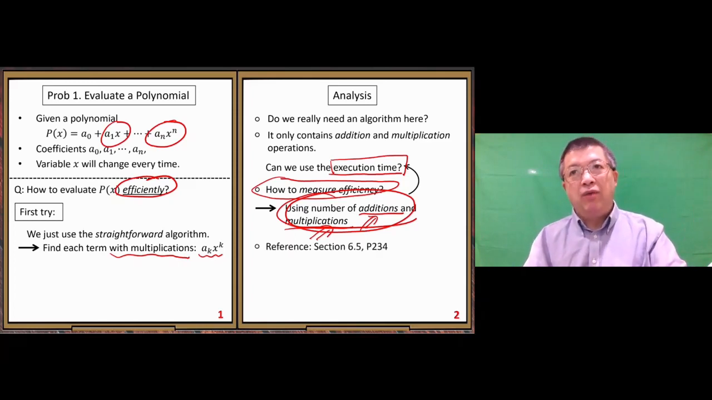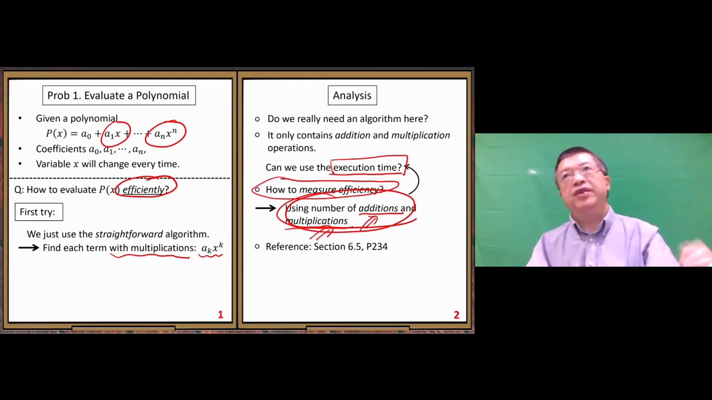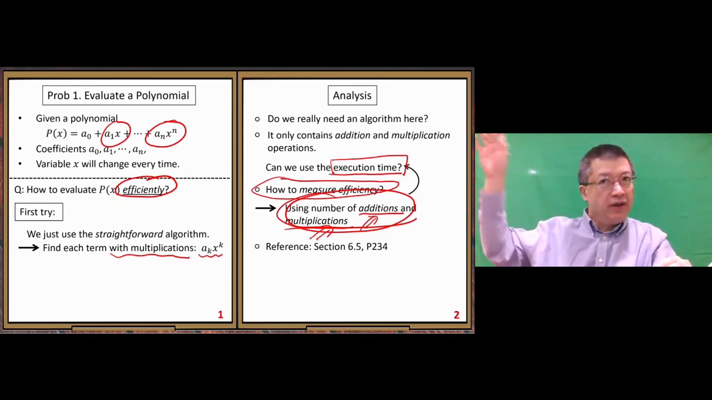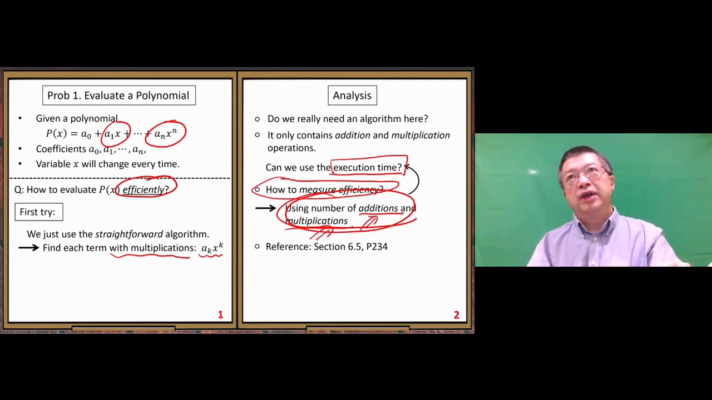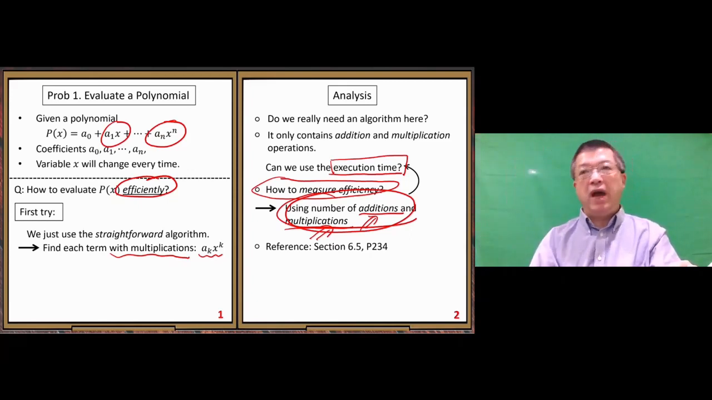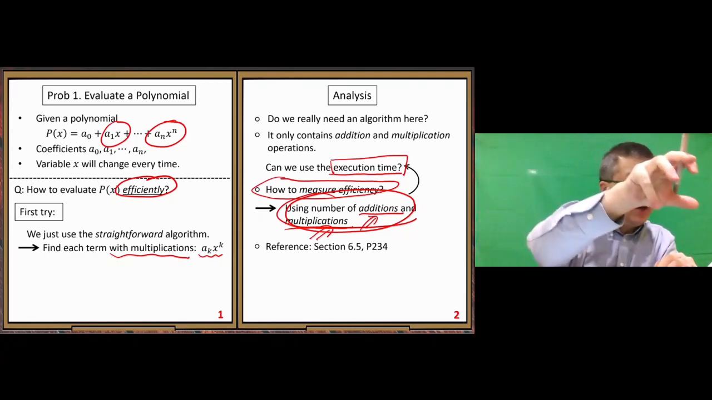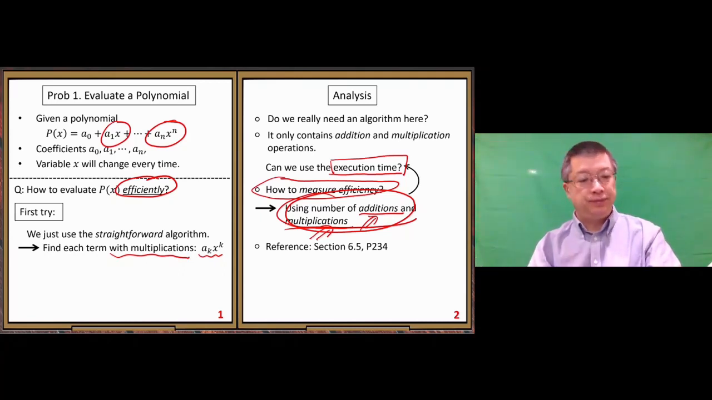For this problem, I want to give you the reference in our textbook, section 6.5, page 234. Here you can see I do not follow the natural order of the textbook, because for this particular topic I want to show you the power of algorithm. I feel this example is the best one to show you the power of algorithm, so I moved it from section 6.5 to our first class.